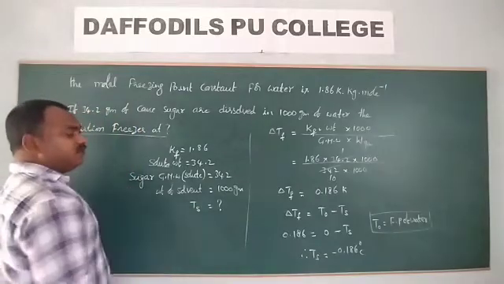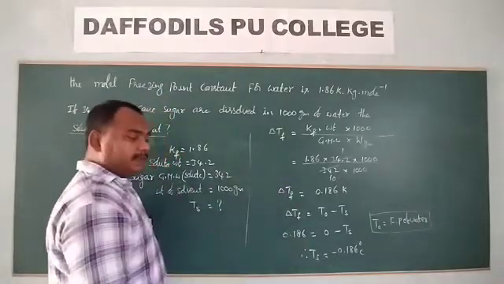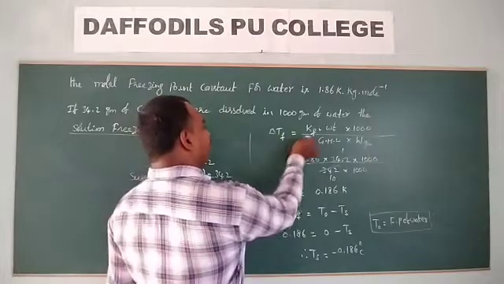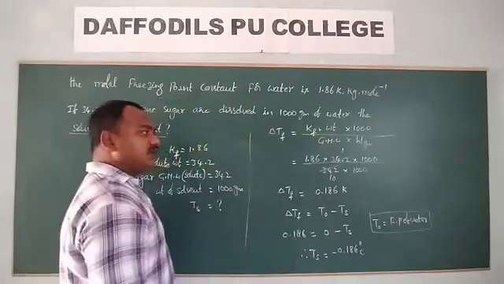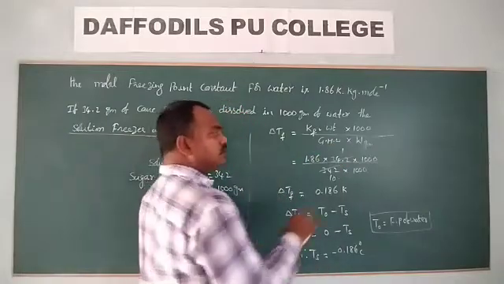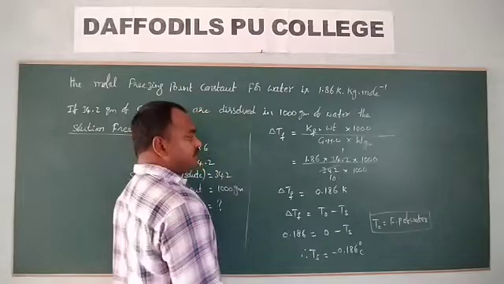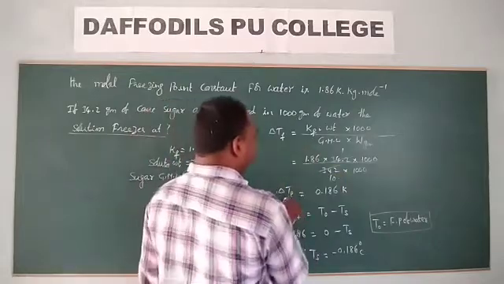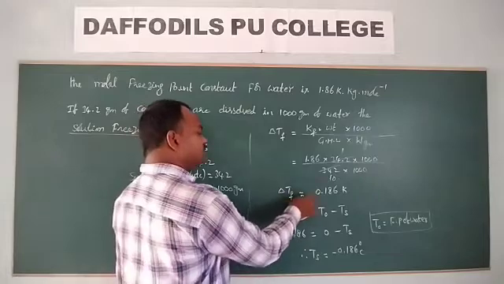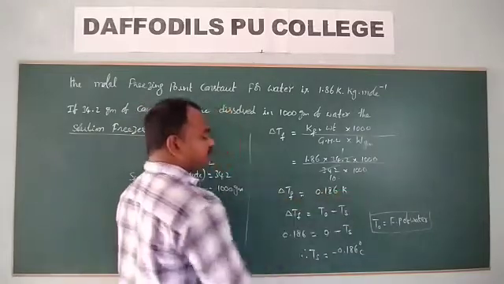To find the freezing point of the solution, first you have to find the depression in freezing point, ΔTf. So ΔTf is equal to Kf into weight of the solute by gram molecular weight of the solute into 1000 by weight of the solvent. After substitution, the depression in freezing point ΔTf is equal to 0.186 kelvins.